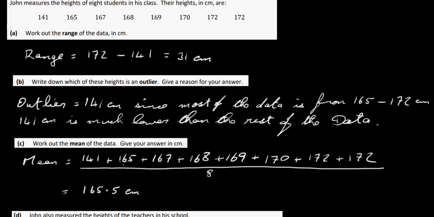Okay, so you can see here that if you take out the 141, the mean should be up around 168, 169, somewhere up around here, but the 141 is dragging the mean down to the left a bit. That's why the mean is a little bit lower than you might think. So you can see how the outlier is affecting the mean here.